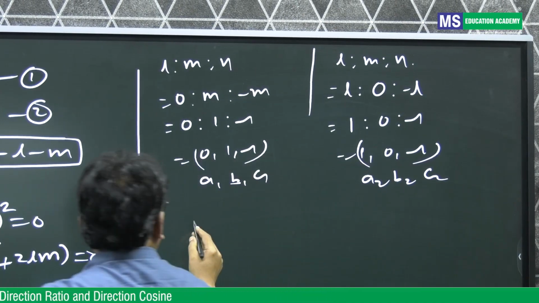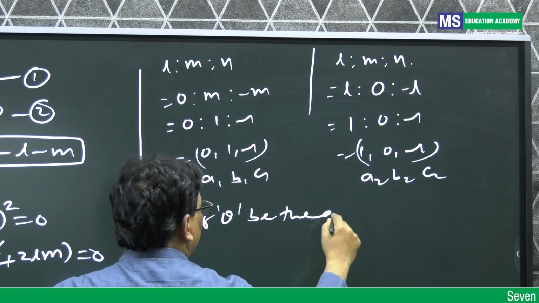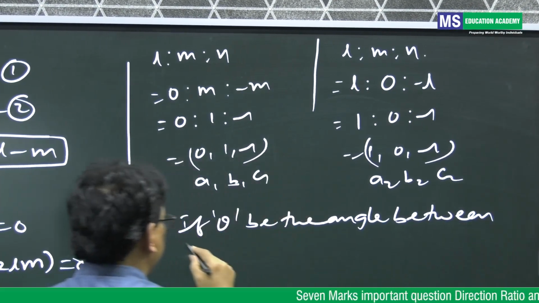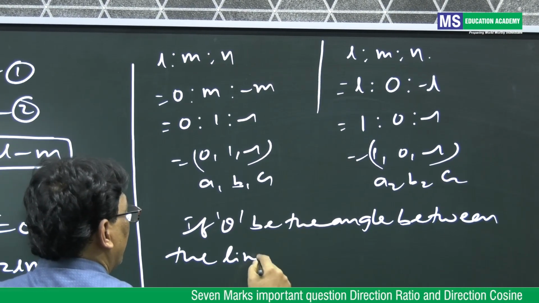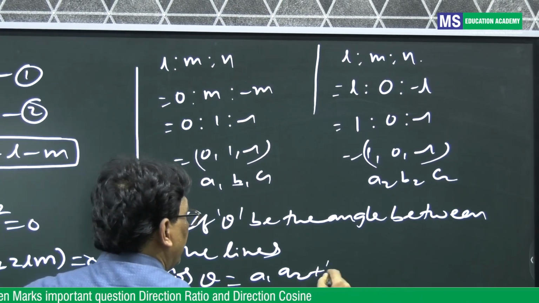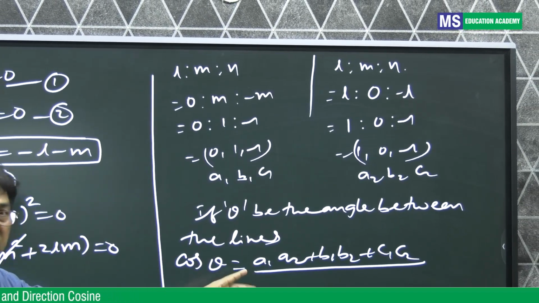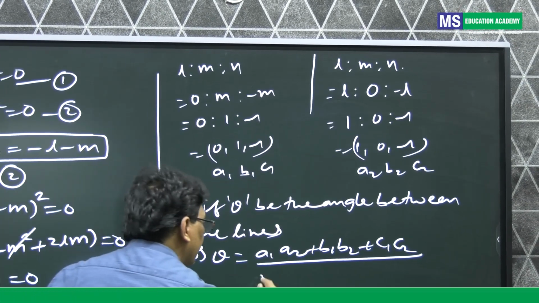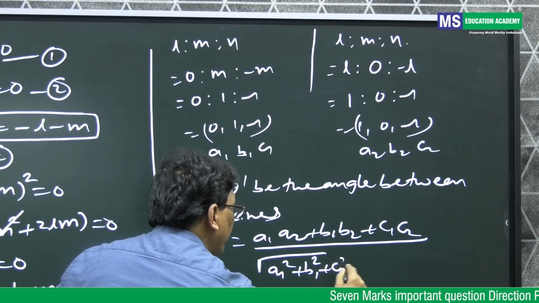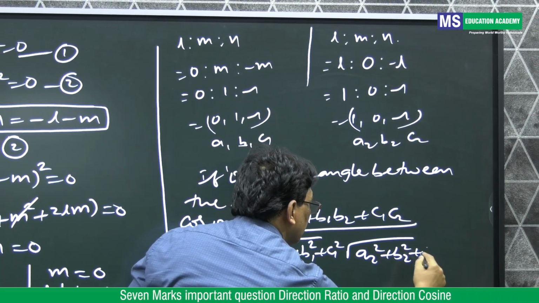Now, to calculate the angle, if theta is the angle between the lines, apply the formula and substitute the values. Cos theta equals A1 A2 plus B1 B2 plus C1 C2 by root of A1 square plus B1 square plus C1 square, root of A2 square plus B2 square plus C2 square. It is the same formula I applied in the previous problem for the angle between the lines. If you remember one formula, both problems can be solved.